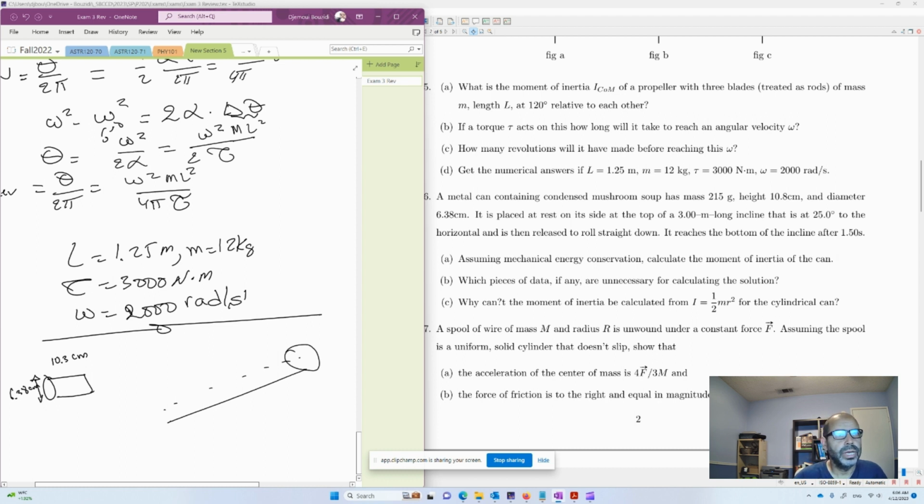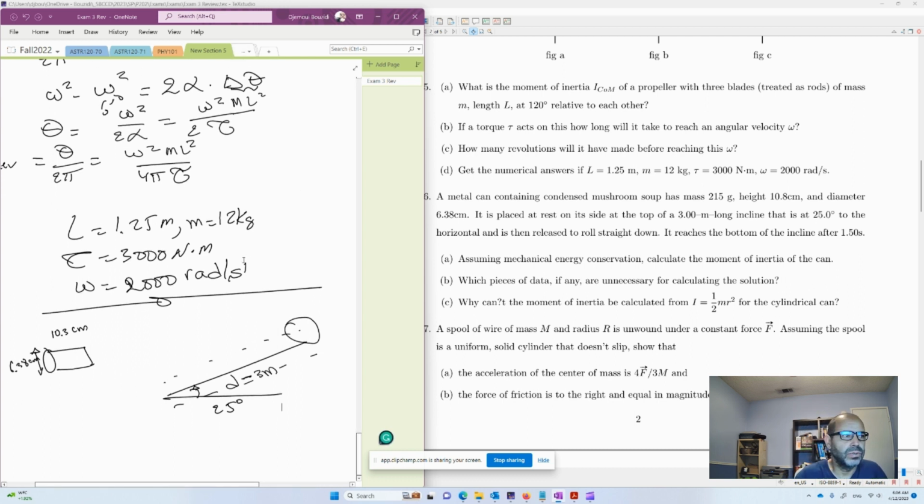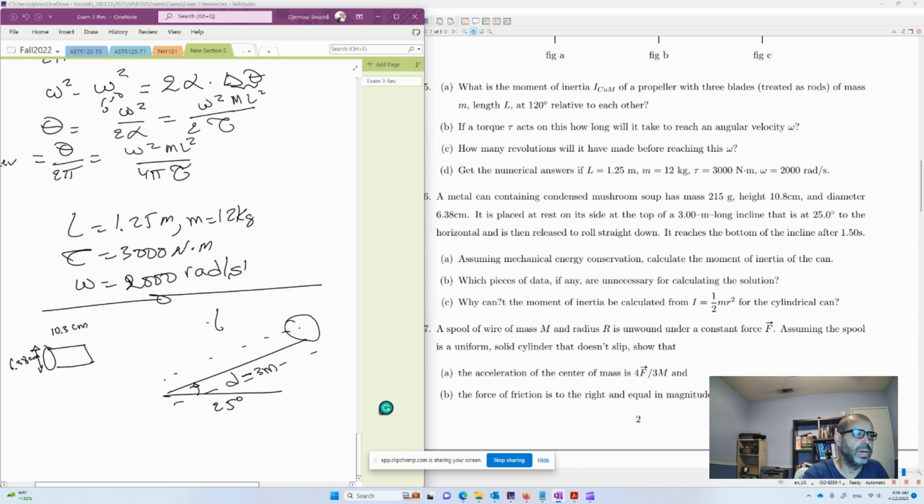Okay, it is placed on its side at the top of a 3-meter long incline. So this incline has a distance of 3 meters. That's one piece of information. The other is the angle, which is given as 25 degrees. It is then released to roll straight down, and it reaches the bottom in about 1.5 seconds. So the time it takes to come down is 1.5 seconds.